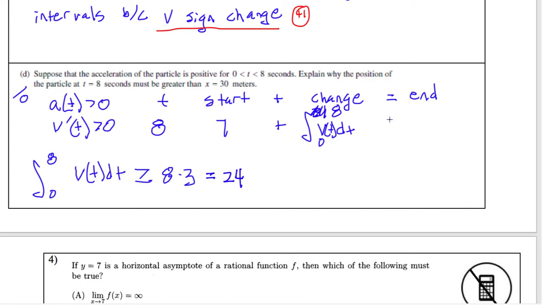So if I actually added this all up, let's change this integral out for 24. 7 plus 24, what is that? That's 31. We know that it has to be bigger than 31 since v prime is bigger than 0, so it definitely has to be bigger than 30. We'll just say that 31 is definitely bigger than 30. And since we've already included the fact that this is the worst case scenario, we basically have our explanation. I know that I explained it in words, but if you have this work on your paper, you should get the points.